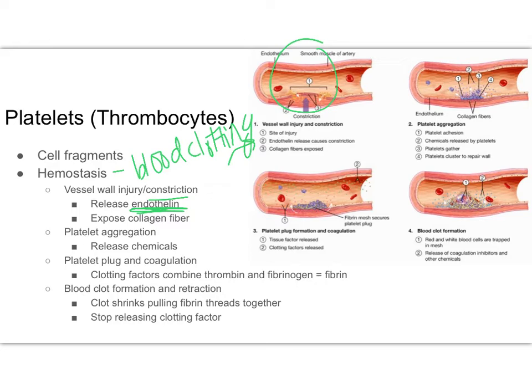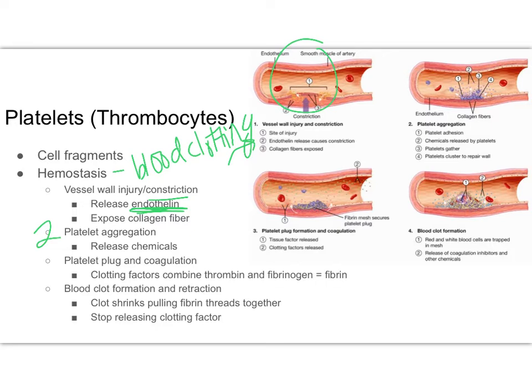Okay. And because we have injury here, we have now exposed the collagen fibers. Those collagen fibers are normally, if you remember, your blood vessel walls, right? They're lined with endothelium, and then that collagen and elastin, that connective tissue, is underneath that endothelium. So if I've injured that blood vessel wall, then I've now exposed those collagen fibers that aren't normally exposed. That's actually a benefit because the platelets will stick to that. The platelets don't stick to the endothelium layer, but once that collagen is exposed, they can stick to that, which is what we want. That's step 2.